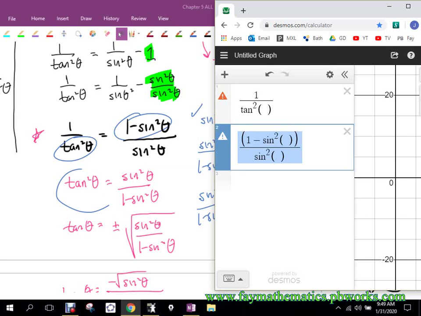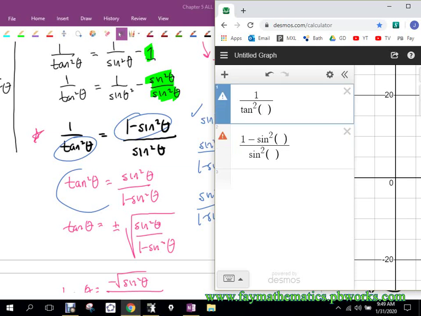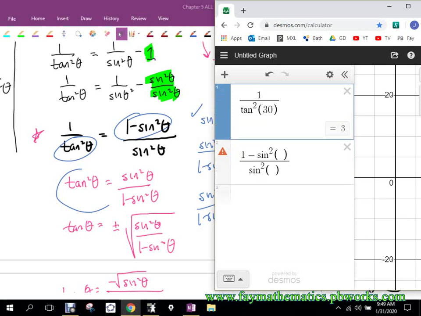If I use Desmos, that writes it just like I have it here, right? So that's going to be the benefit. So now if I choose theta, let's say theta is just 30.